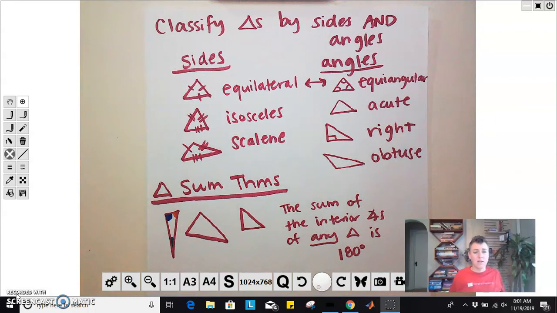Okay. Add those three up. They're going to equal 180. Same with any of these triangles. Adding all three angles of the inside of a triangle up, you're going to get 180.